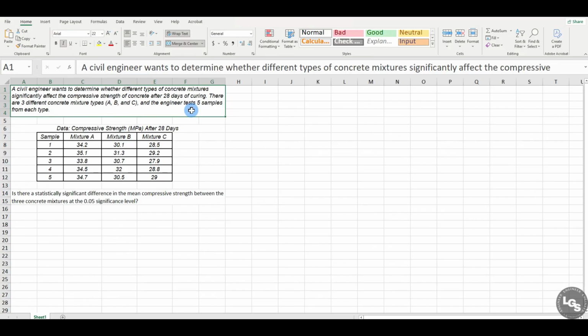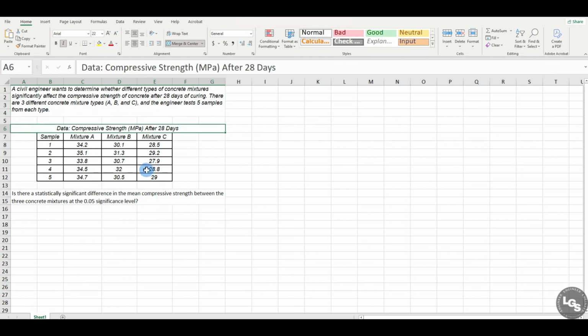So this is the problem. A civil engineer wants to determine whether different types of concrete mixtures significantly affect the compressive strength of concrete after 28 days of curing. There are 3 different concrete mixture types. We have A, B, and C. And the engineer tests 5 samples from each type. So here are the data for the compressive strength after 28 days measured in megapascals.